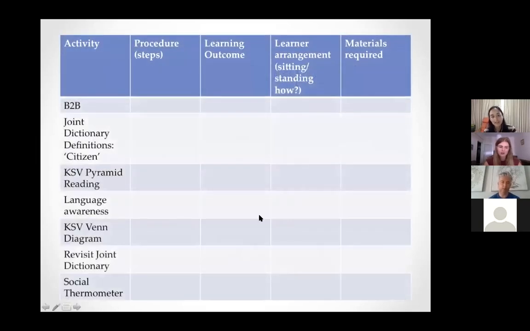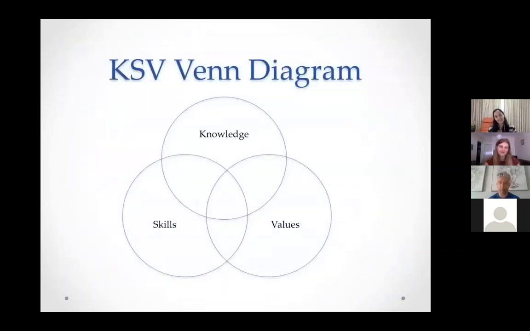What's an example of a skill, knowledge, and value? Skill, knowledge, and value. So if you, maybe communication, you need to have information to be able to communicate, right? And you need to be able to use communication skills, and you need to be able to value. Thank you, Tiff.